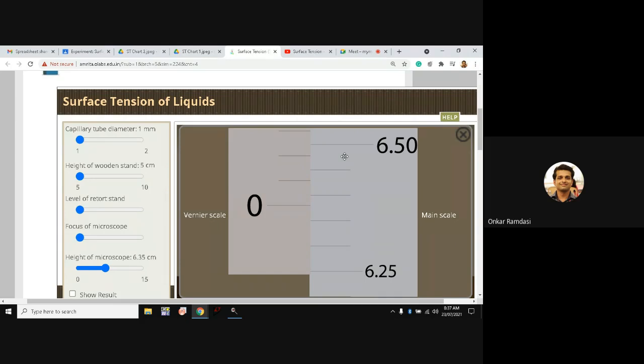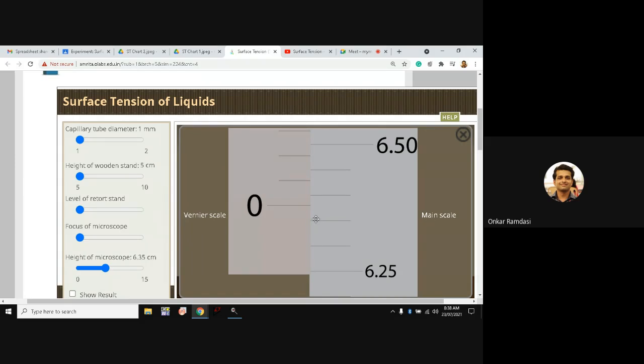I'm showing you the readings. We have studied this in first year also, but still you can cross check. You can see this is 6.30, 6.35, and the 0 of the vernier scale does not cross the 6.40 reading of the main scale. That's why we have taken 6.35 as the main scale reading. Clear, everyone? It is in between 6.35 and 6.40. So 6.35 is the main scale reading.